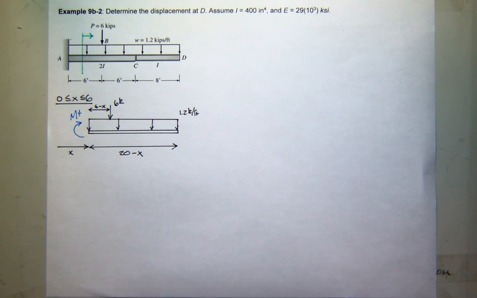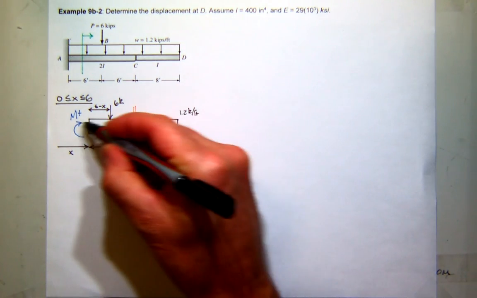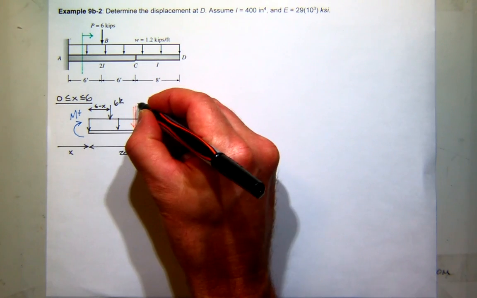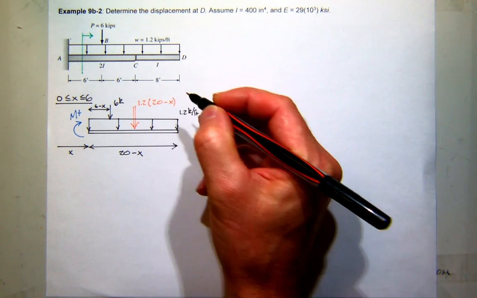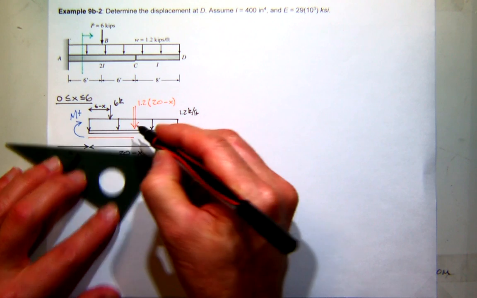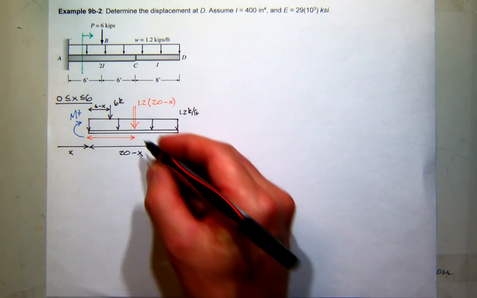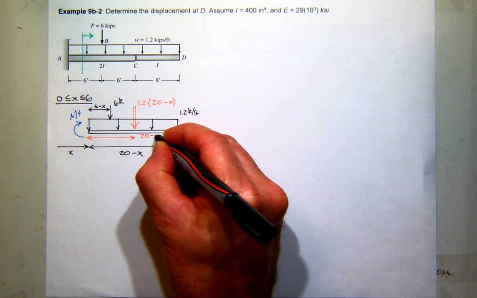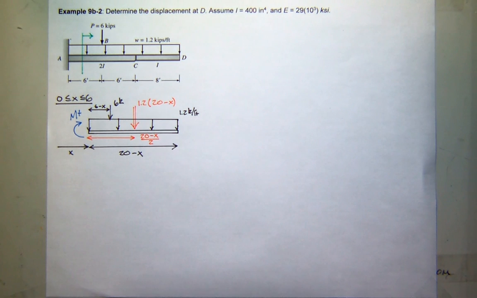Also, to make things a little easier for me, I'm going to get the concentrated equivalent force. So it's a rectangle, base times height. So that would be 1.2 times 20 minus x. And what's the distance to that? Well, it's the distance divided by 2, which would be 20 minus x over 2.